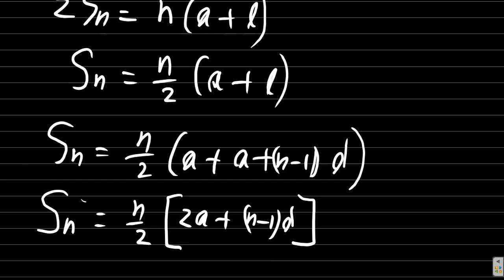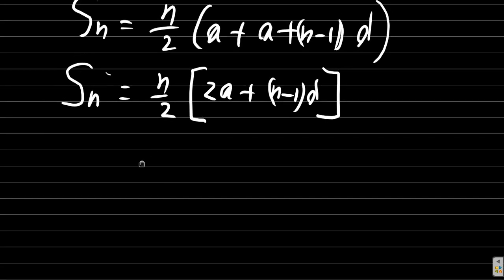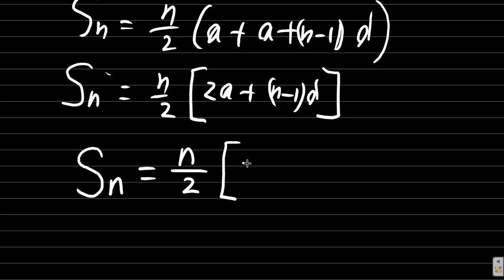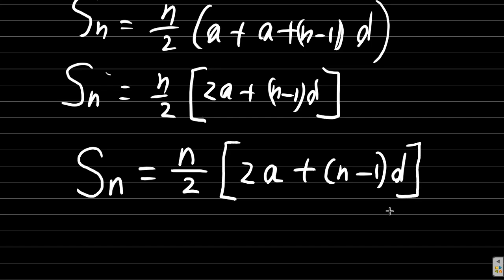So writing it a bit neater now. Sum of the first n terms equals n over 2 times 2A plus n minus 1 D. It's not so easy to remember this.